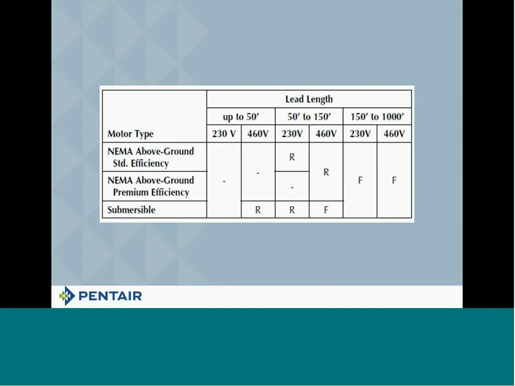If you're at 50 to 150 feet, the standard motor is going to require a reactor on 230 volt along with the submersible motor, and all the motors are going to require a reactor on 460 volt for the above ground motor. The submersible is going to require a filter. Anything over 150 feet and everything requires a filter.